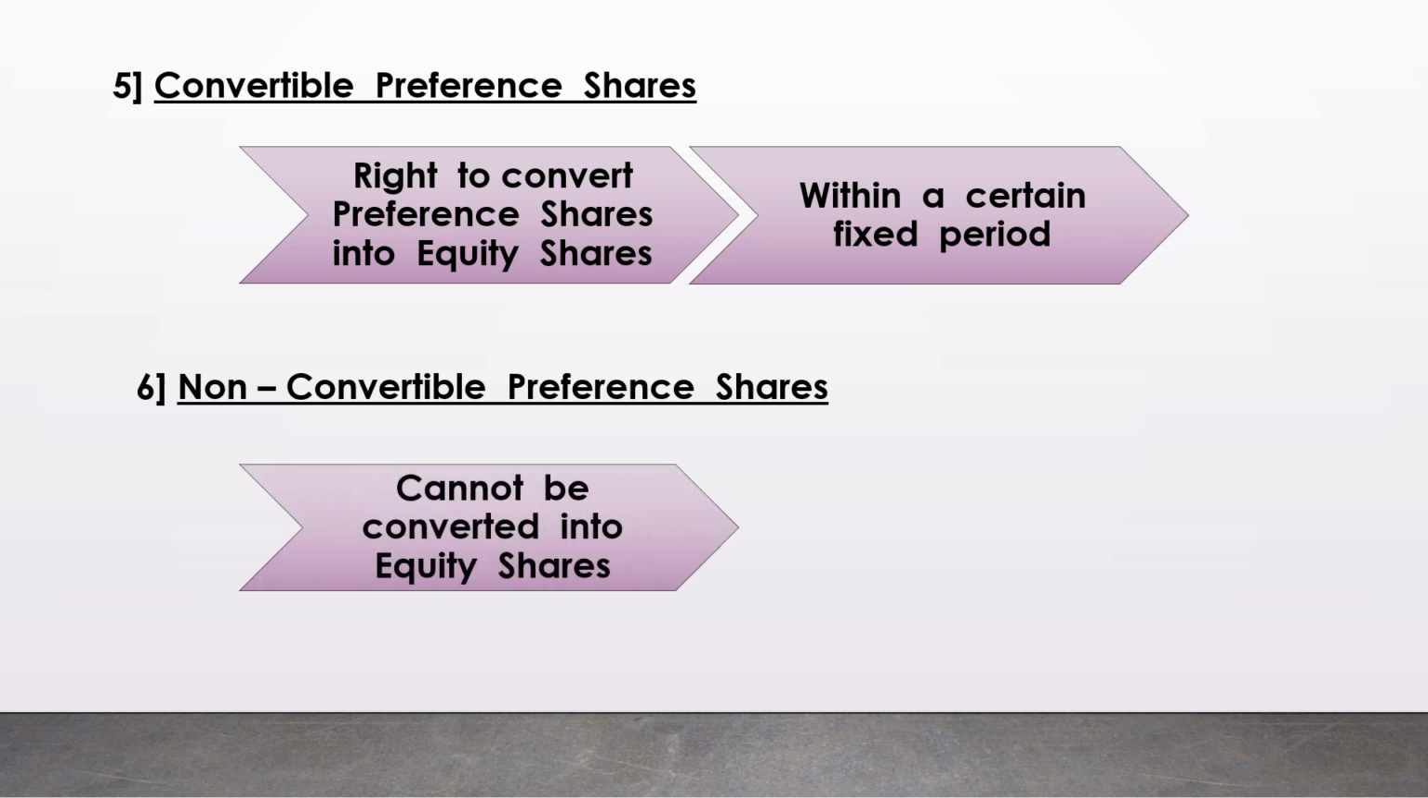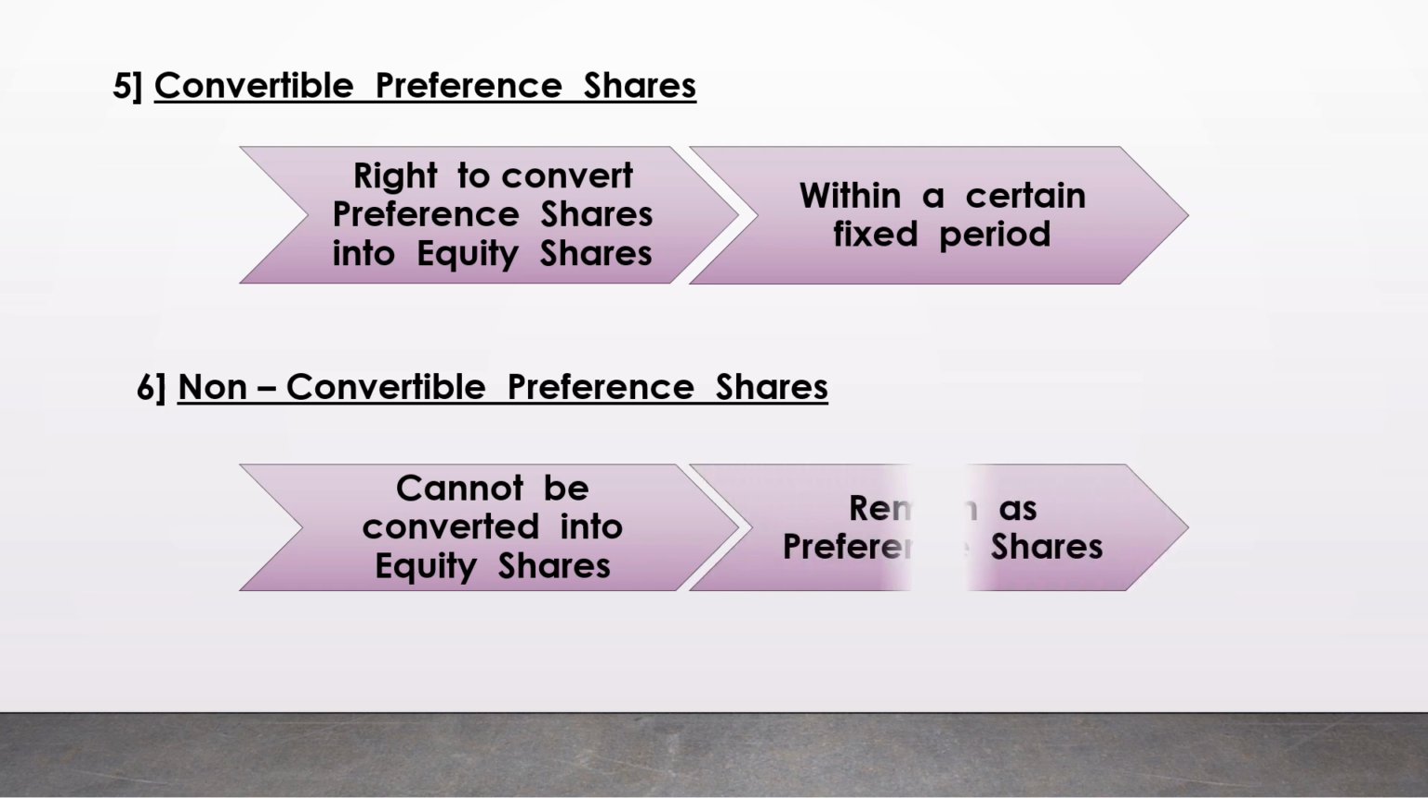The sixth type is non-convertible preference shares. Non-convertible preference shares are those shares which cannot be converted into equity shares. They remain as preference shares throughout their lifetime.